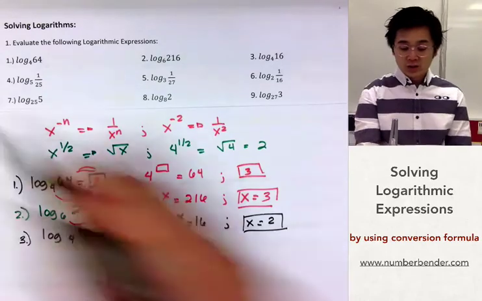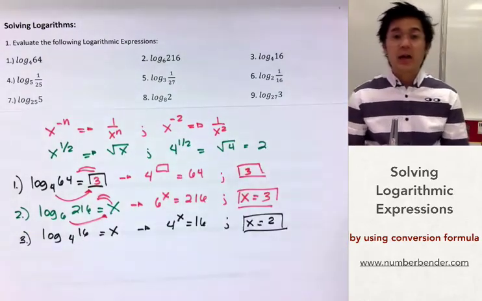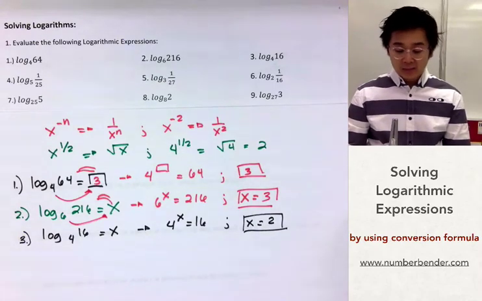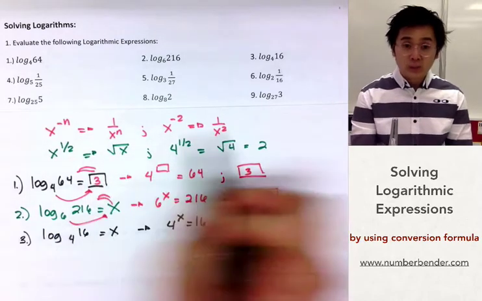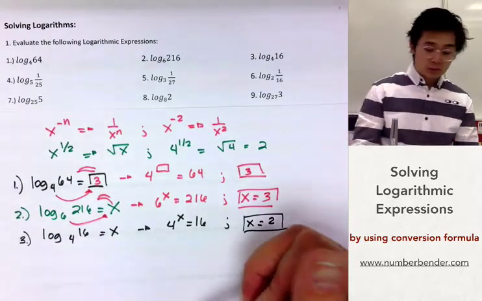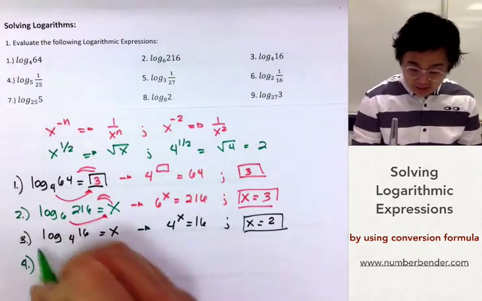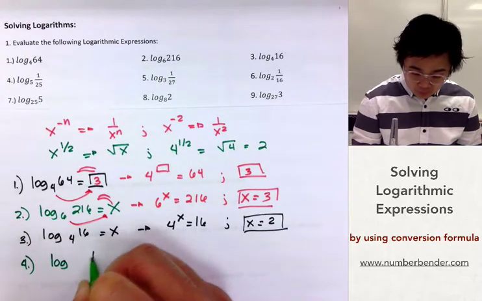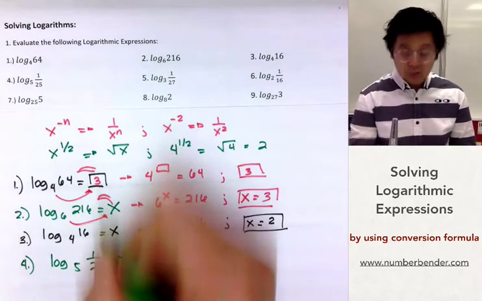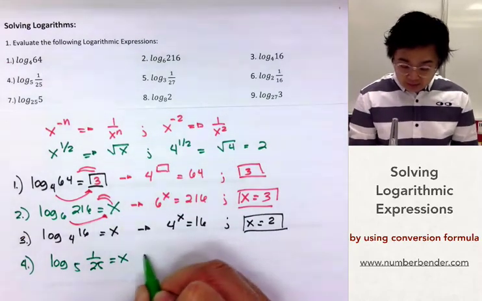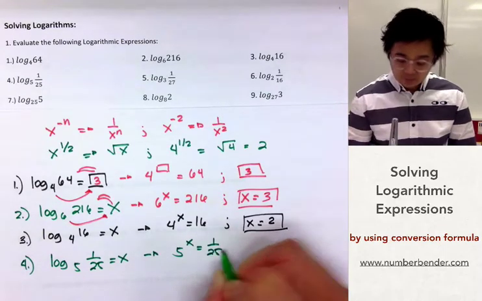Now let's answer the next set of problems, and you will notice that we have fractions in our logarithms. When that happens, most likely we will be able to associate this law of exponent in answering problems 4 to 6. So let's start with number 4. I have logarithm of 1 over 25 base 5. I will equate it to x just like the 3 problems that I have. And I'll have 5 raised to x equal to 1 over 25.